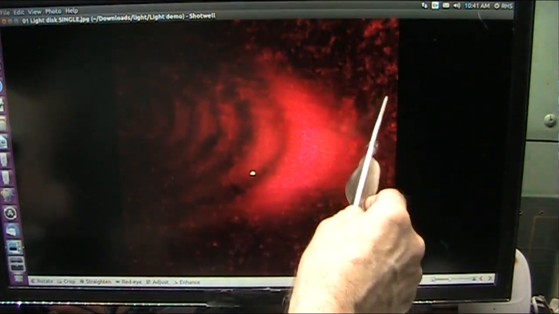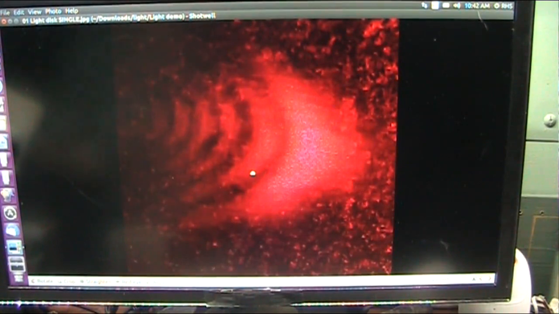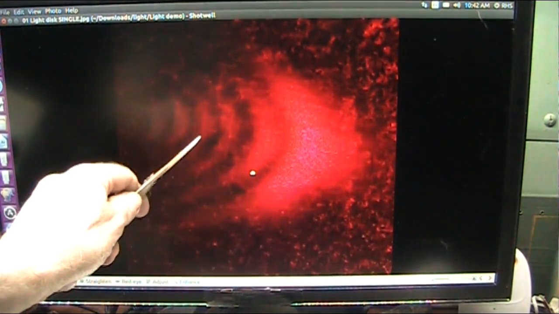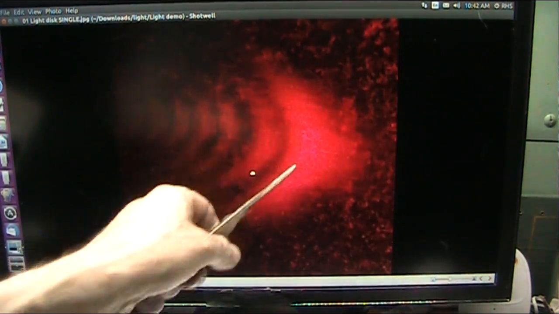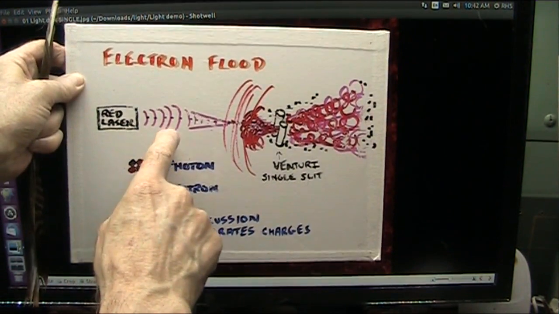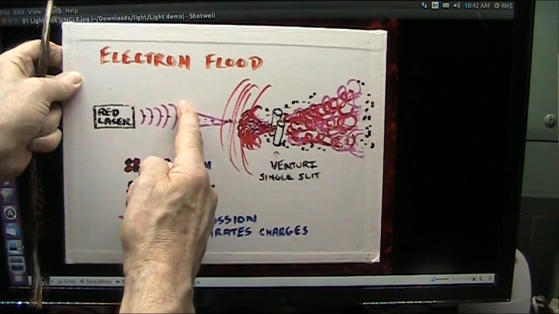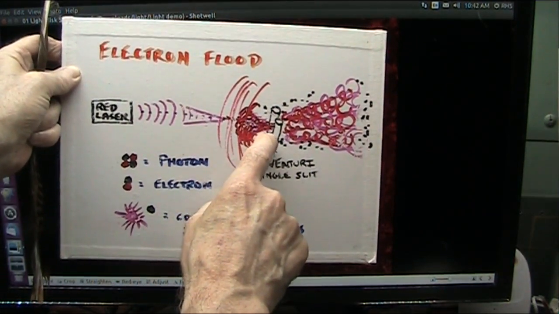Now, the glowiest ones are getting hit harder than the furthest out ones. Now, let's look at what happens as it hits the Venturi. And then we will actually see the particle. And once again, this is what's happening. The laser, which we just saw up to here. Now we're going to see what happens when we use a Venturi.